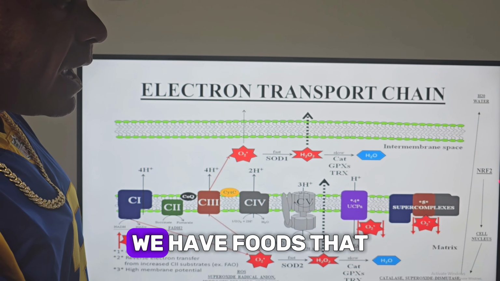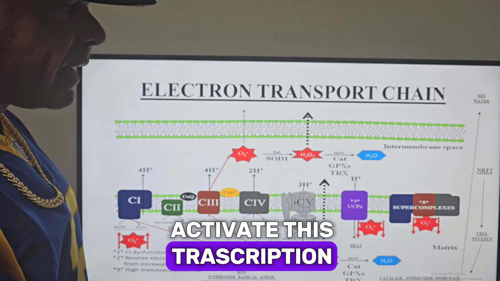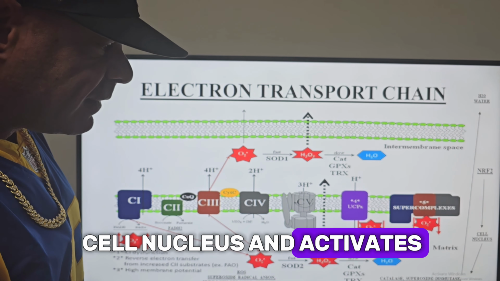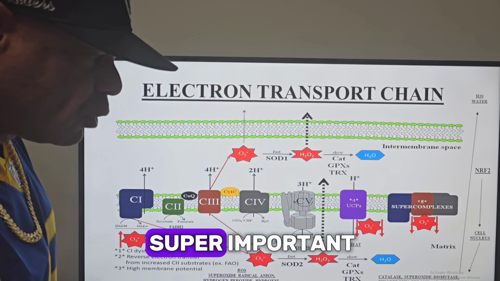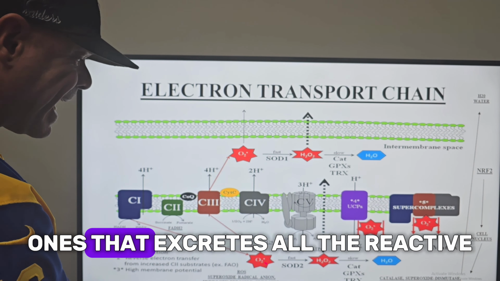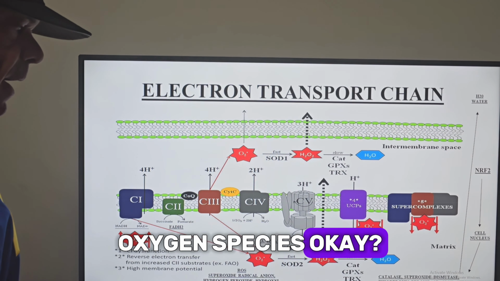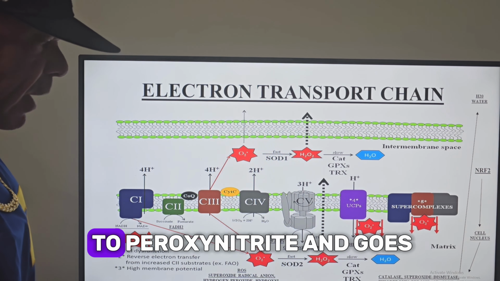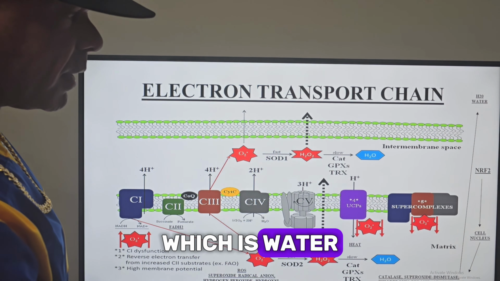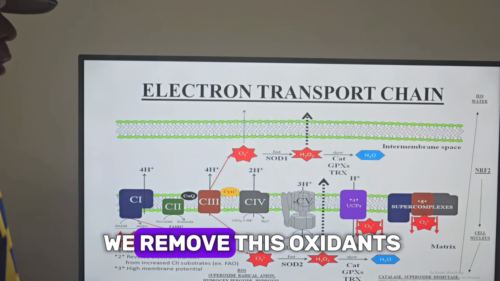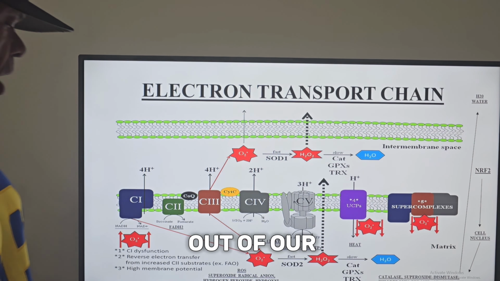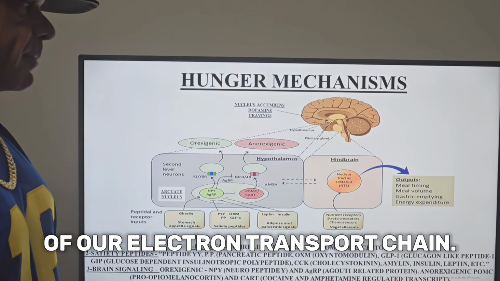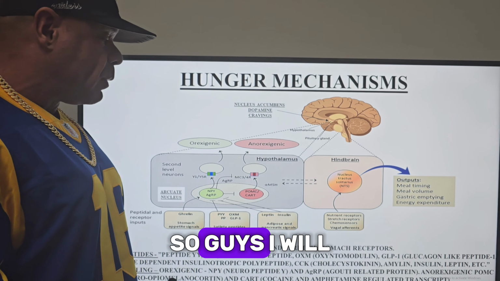So also we have foods that activate this transcription factor here called NRF2 that goes to the cell nucleus and activates these enzymes. These enzymes are super important because they are the ones that remove the reactive oxygen species, okay? So as you can see, all these reactions, the oxygen goes to peroxynitrite and goes to H2O, which is water. So this is how we remove these oxidants out of our electrotransport chain. Okay, so guys, I will stop here.